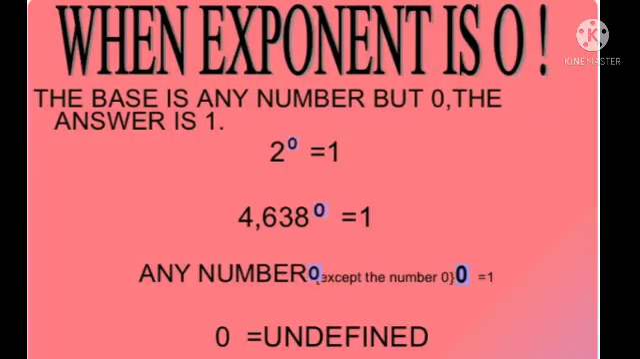When exponent is 0, the base is any number but 0. The answer is 1. So 2 raised to the power 0 is equal to 1. 4638 raised to the power 0 is equal to 1. So any number raised to the power 0 except the number 0 is 1. 0 raised to the power 0 is undefined.